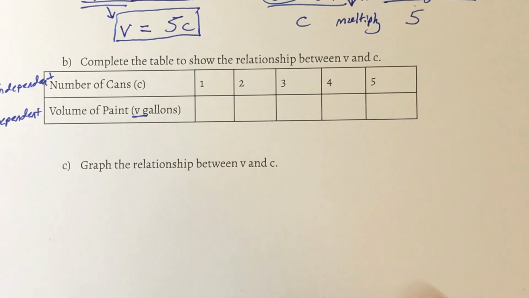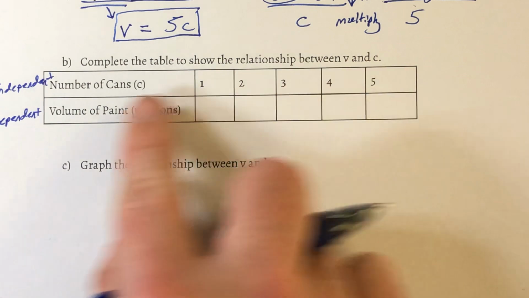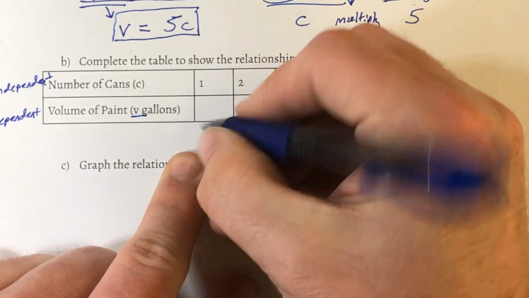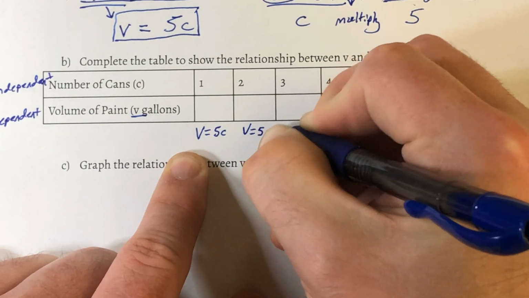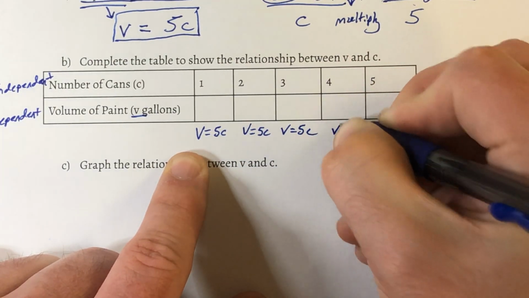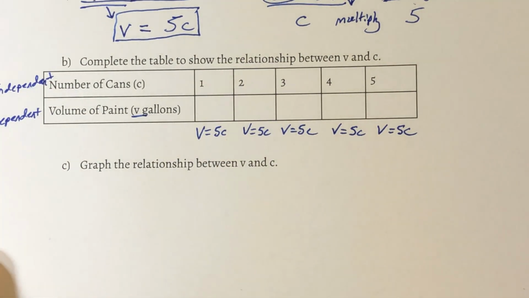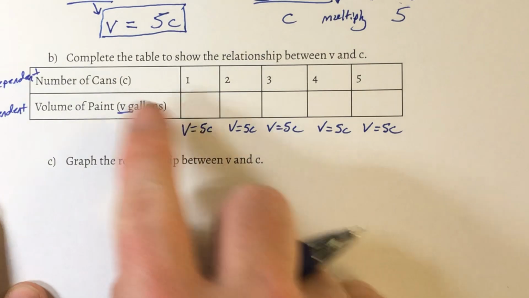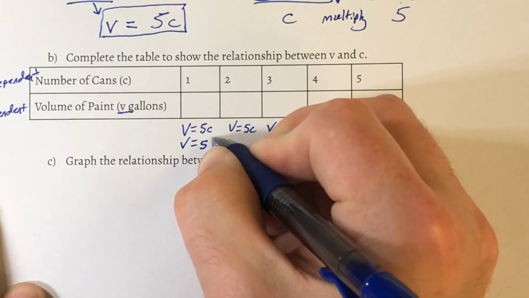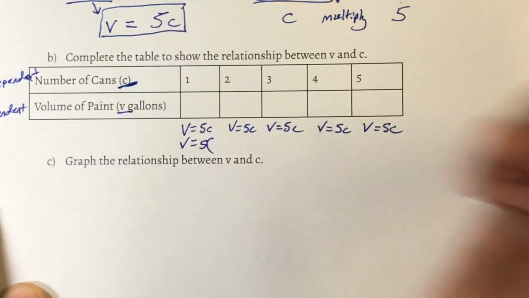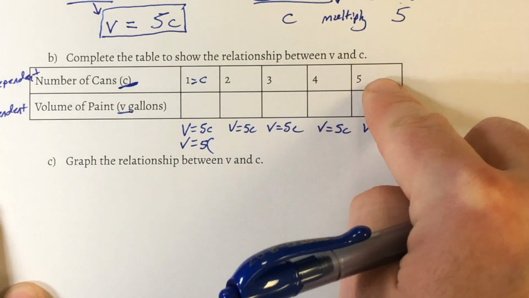All right. Second, complete the tables to show the relationship between V and C. So we're going to use our equation that we came up with: V equals 5C. Practice writing those equations and solving them. I want to know V. It's going to equal 5 times whatever C is. So the top row is your C. So C equals 1, C equals 2, C equals 3, C equals 4, C equals 5.